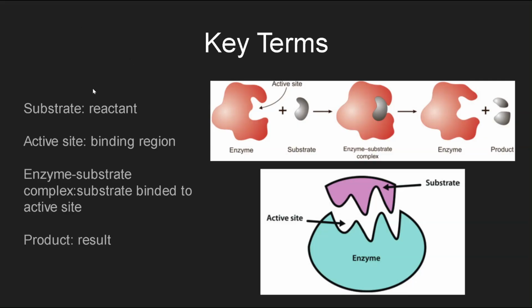The molecule an enzyme acts on is called the substrate or the reactant. The substrate binds to a specific region on the enzyme known as the active site. The enzyme-substrate complex is the temporary molecule formed when the substrate is bound to the active site. After the reaction, the substrate is converted into products. Because enzymes speed up reactions without being used up, they're considered catalysts.